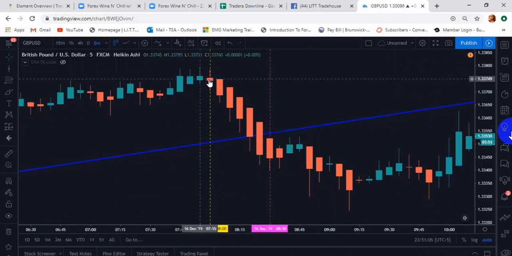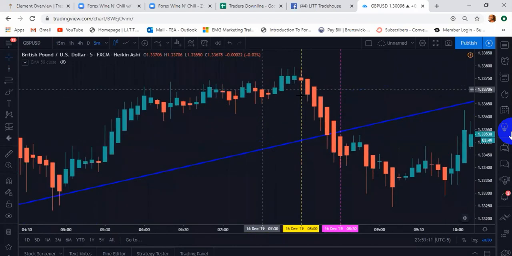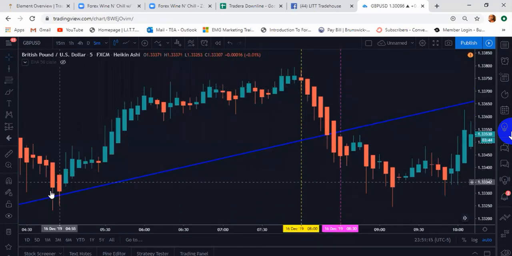I used to be that trader that used to hit market execution here, and guess what? Hit this trend line and one of these happen. Or it's breaking through the trend line. You see what I'm saying? And one of these happen.